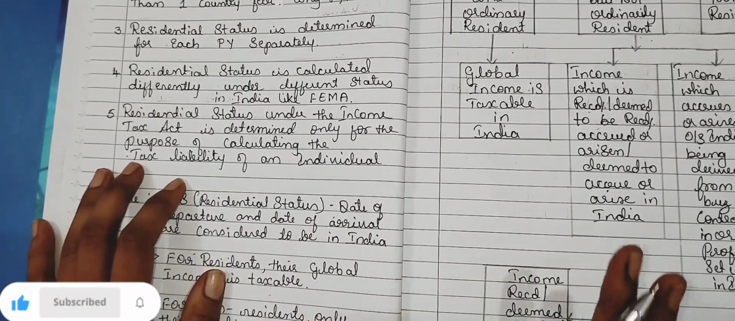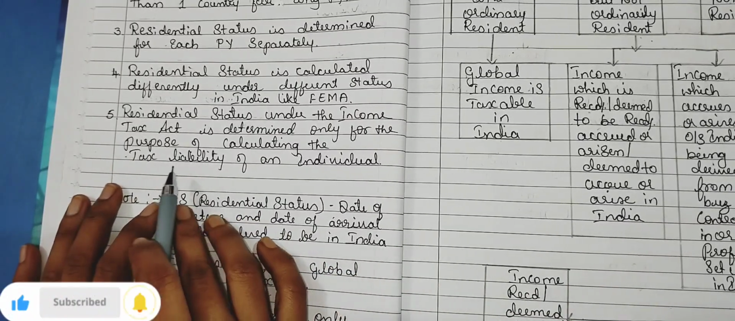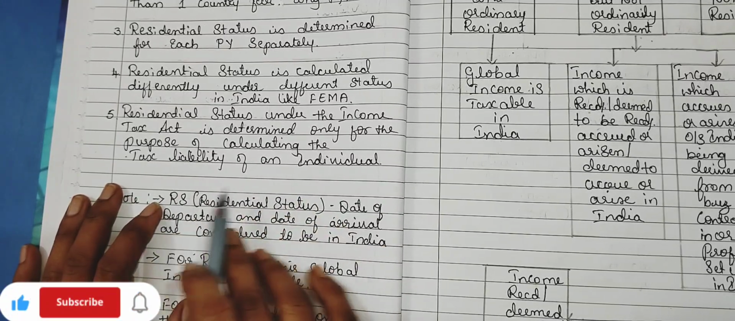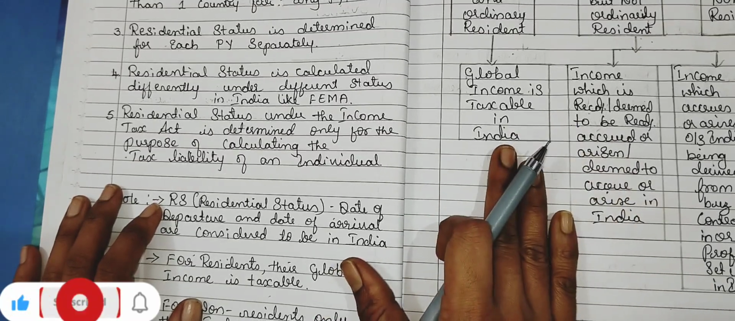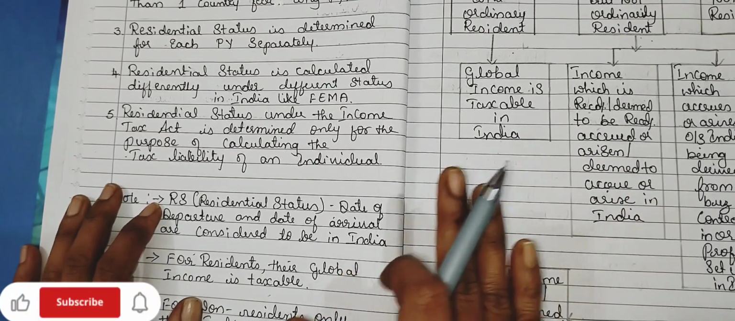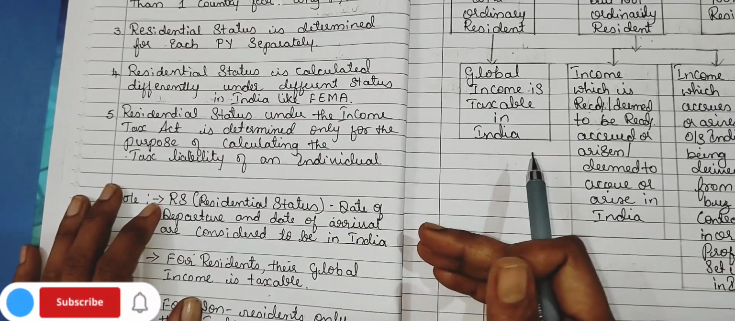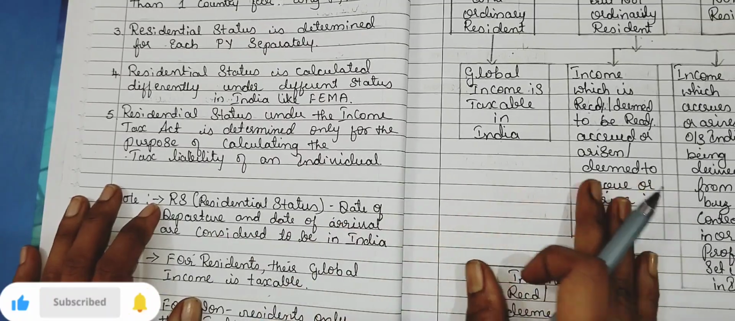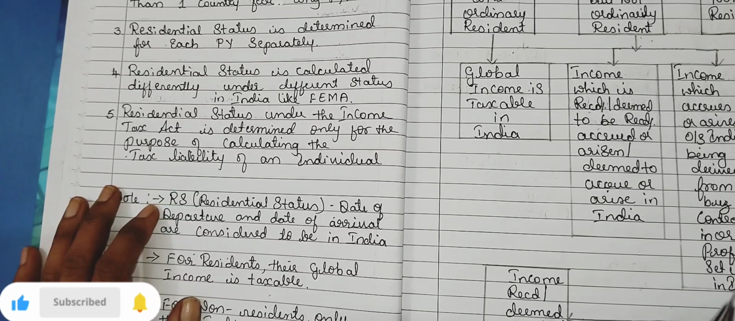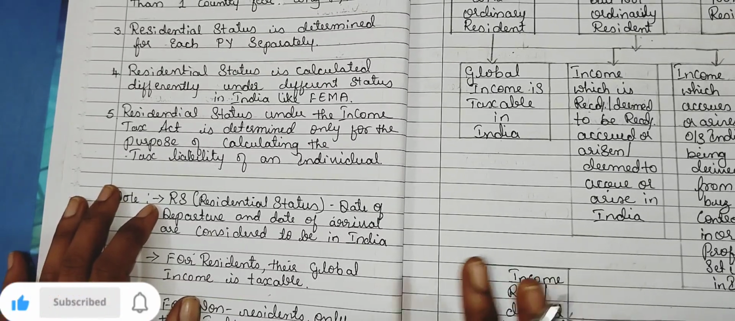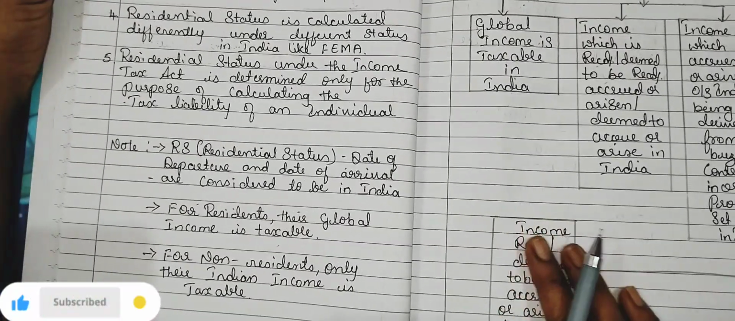Okay. And residential status under the Income Tax Act is determined only for the purpose of calculating the tax liability of an individual. So whatever residential status we are calculating is for the tax liability purpose only. We won't be able to use it for any other purpose. To issue citizenship and all, we can't do that by calculating residential status, because the citizenship law is different, and based on that they are going to get it. So that's why this is applicable only for the tax liability.